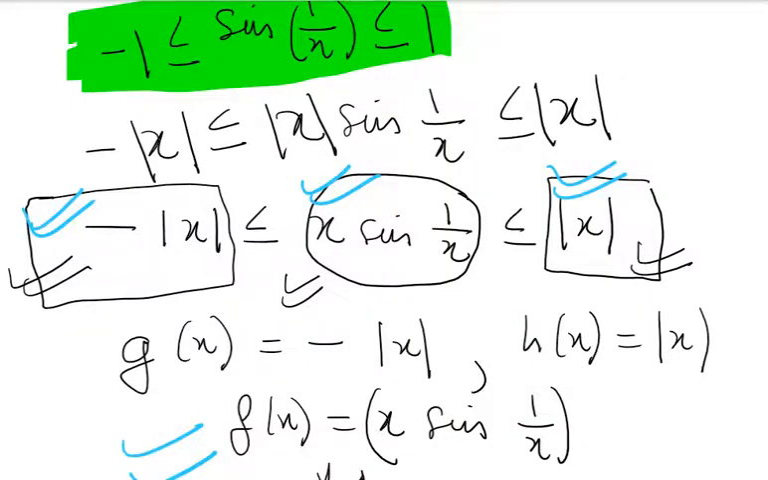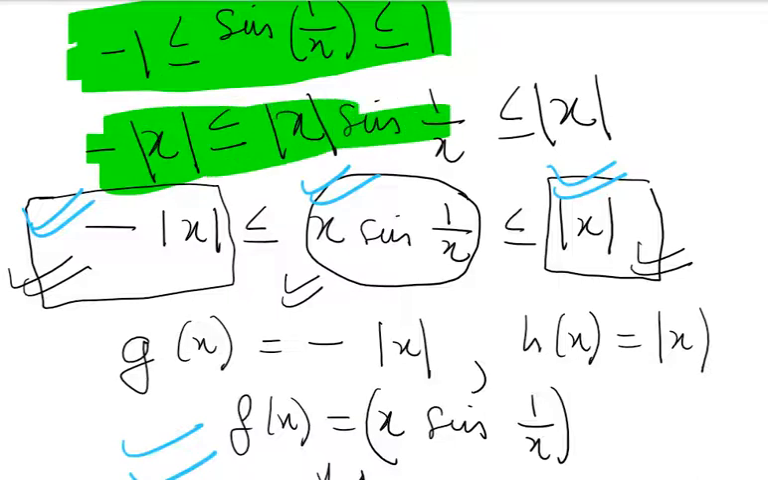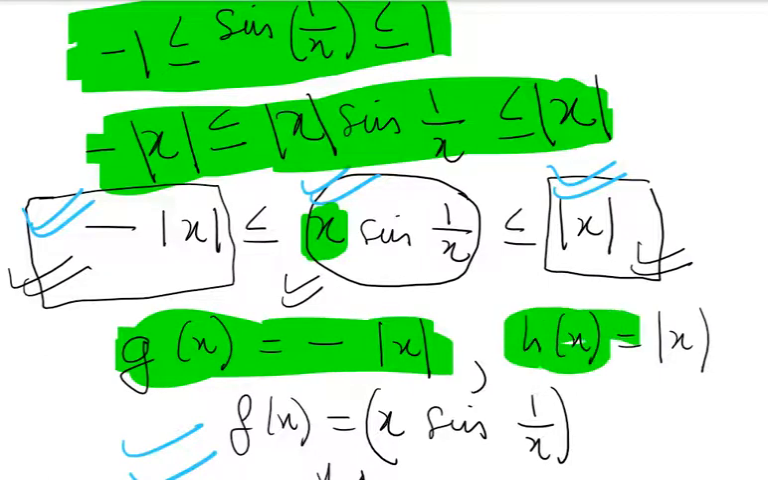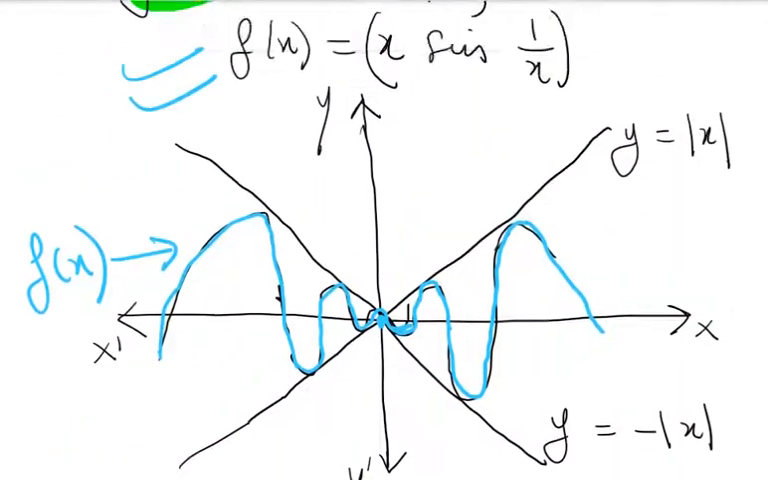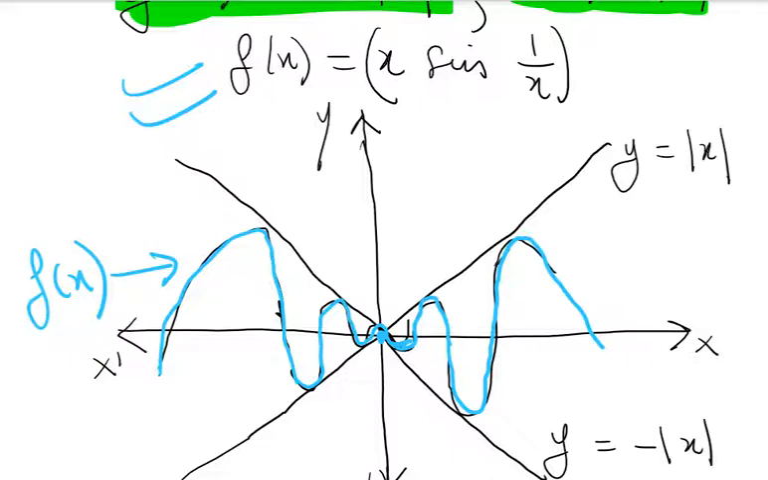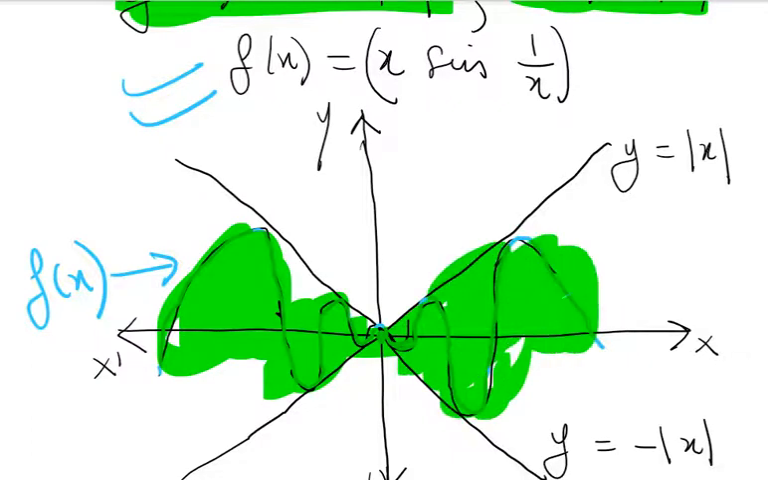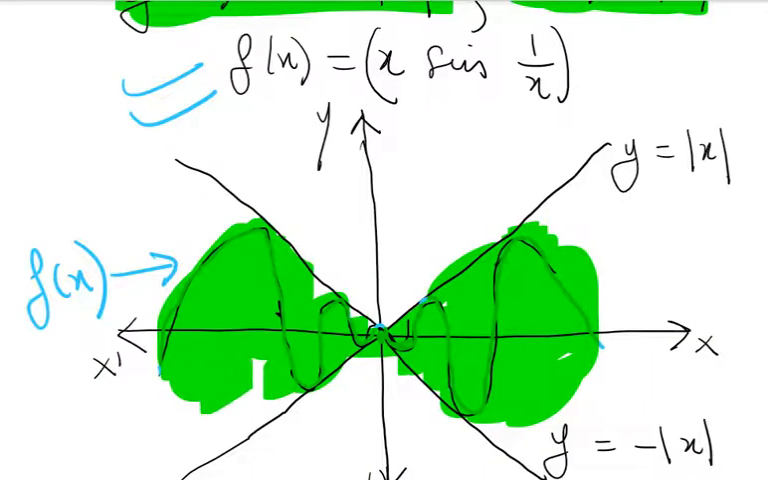That implies, when we multiply by mod x on both sides, you will get it in this way. So g of x is taken as negative mod x, and h of x is taken as mod x, when we start putting the limit x tends to 0. So you can see how I have squeezed this function: the x sine 1 by x function is squeezed inside the two mod x functions.